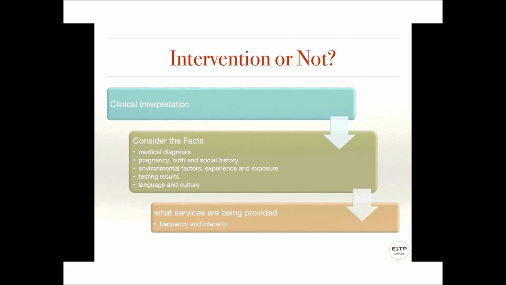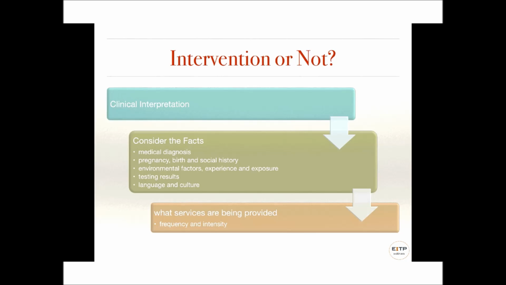And is intervention necessary or not? As I've been saying all along, looking at your clinical interpretation of the testing results, considering all the facts, being as comprehensive as possible, will help you decide what services should be provided and what frequency and what intensity. We're not going to talk about that a lot today, but just deciding, is it critical at this stage? Let's look at who's in the home, what supports do we have, what team members will be in there.